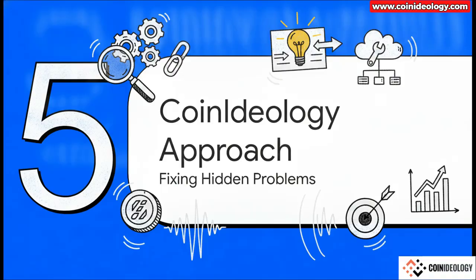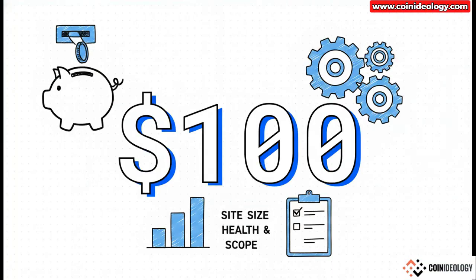Section 5. The Coin Ideology approach. Now let's explore how a specific service provider, Coin Ideology, tackles these hidden problems in practice. They approach this with a highly specific, transparent pricing model. Their technical SEO services start at just $100.